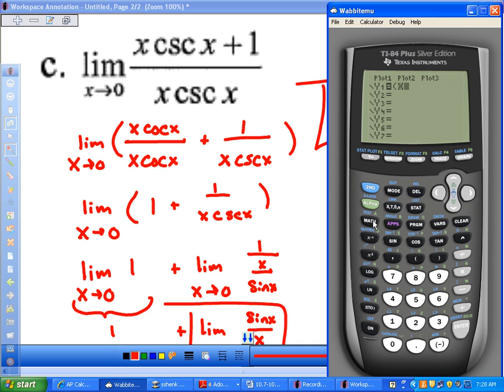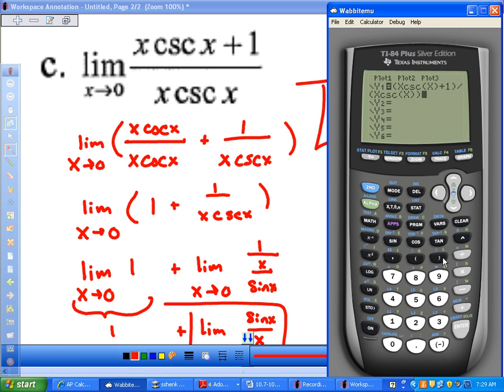x, and then I hit math. Right there's cosecant number 1. X, cosecant x. Make sure you close off the x with the cosecant. Plus 1, there's my numerator, divided by, open the denominator, x, math, option number 1, x, cosecant x.